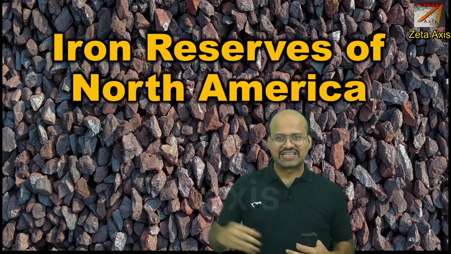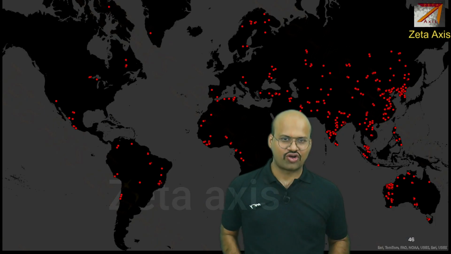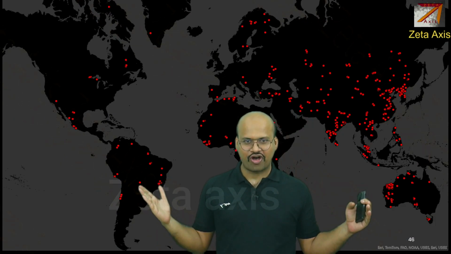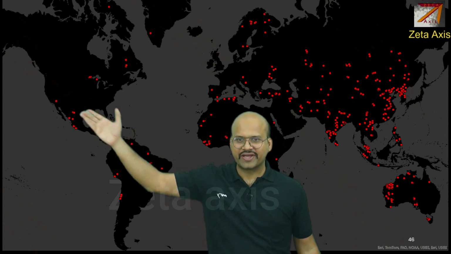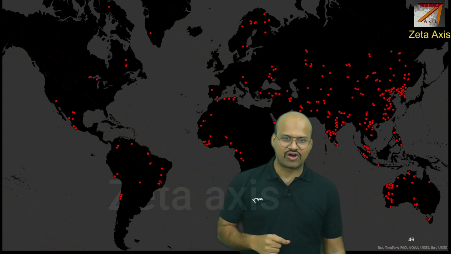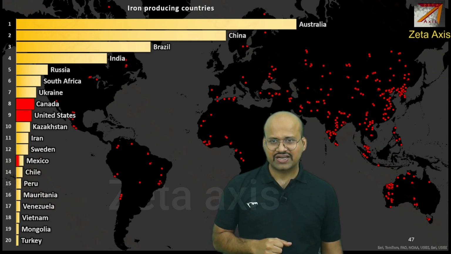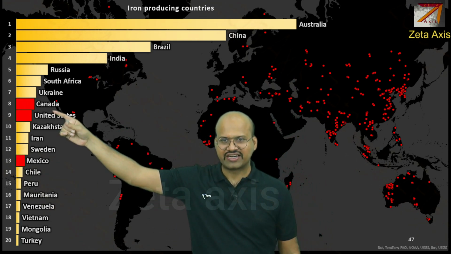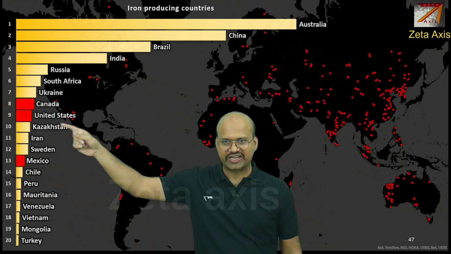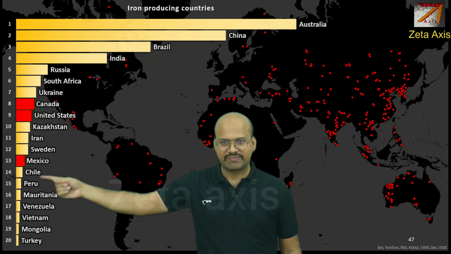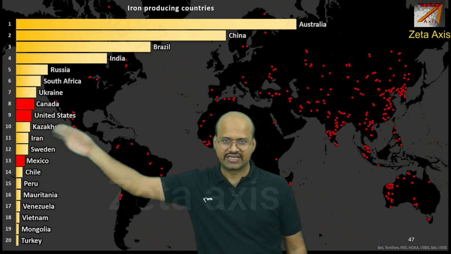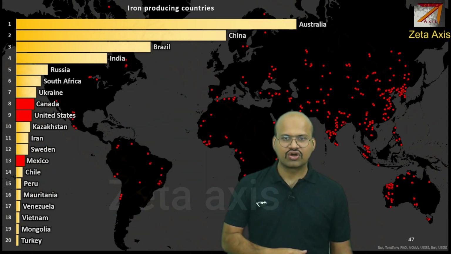Now let's discuss the iron reserves of the North American continent. Here in the map we can clearly see the iron reserves of the world, and we can see that the North American continent does not have a significant amount of iron reserves. If we see the global standing, then we can clearly see that Canada is at the 8th position, followed by the United States at the 9th position, and Mexico is at 13th position in iron producing countries across the globe.